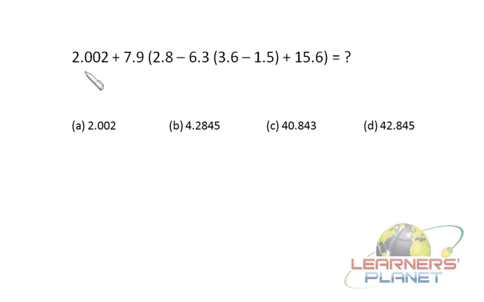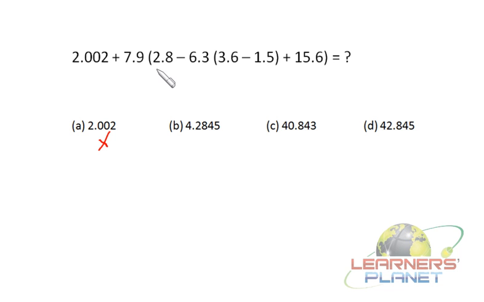Okay, so here we see 2.002 plus 7.9 is being multiplied by this expression. So definitely we'll be getting some positive value out of this expression. So this cannot be the right choice. Okay, now we see here it is minus 6.3 into something. 3.6 minus 1.5 will be getting something around 2. So 6.3 into 2, that will be something around 12 point something. So we'll be getting a positive expression from here.